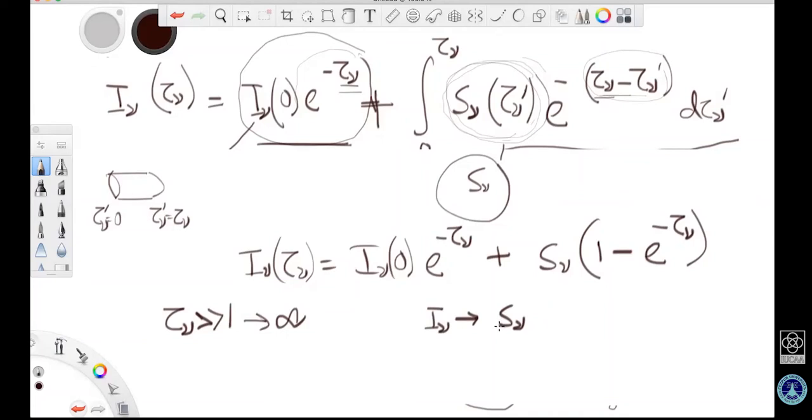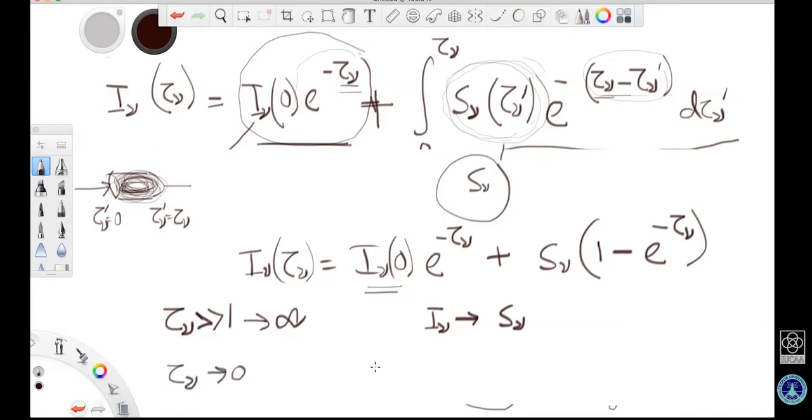So what will happen? I will not get any radiation that is coming from here. I will only see this material, whatever that source function is. I will not see the background object. I will see only whatever the matter is in the foreground. It is shining so bright because its optical depth is very large. I'll only see that. I'll not see the background. Makes sense?